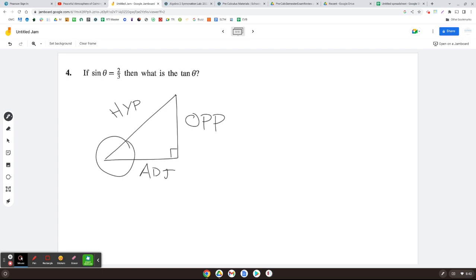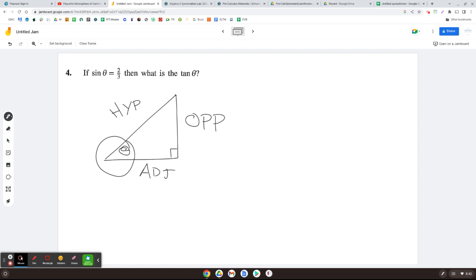So I'll clarify some things. This theta is always an angle. Now this is telling us that the sine of theta is 2/3. So they're giving us some information about this triangle. What is the opposite side? What's sine?